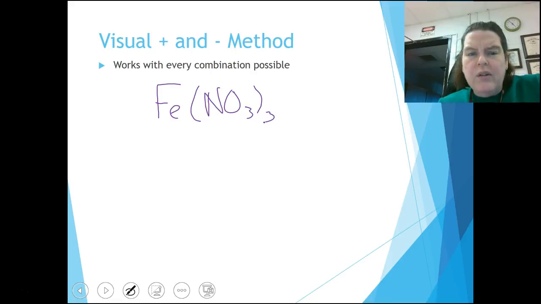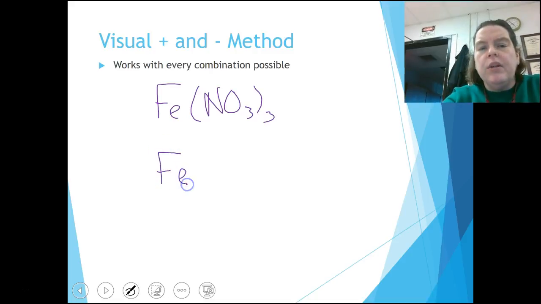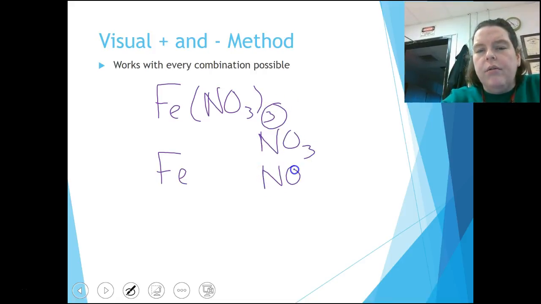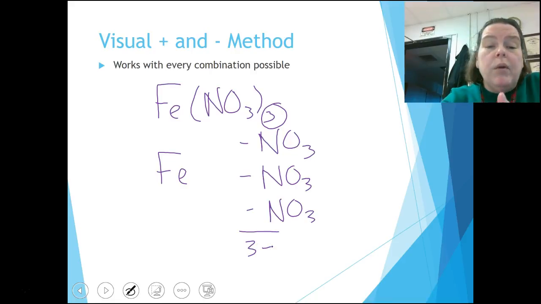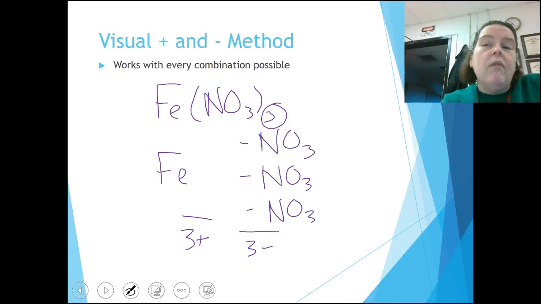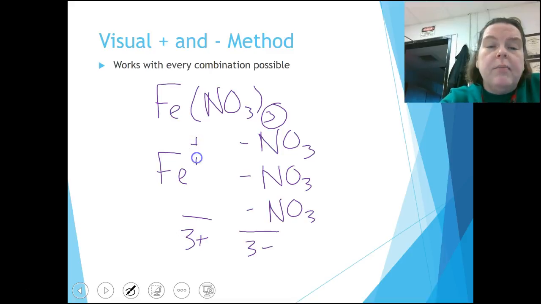Well, we can do that by knowing how many of each thing that we have. So we know that we have one Fe. We don't know what the charge is on it because it's Fe, we have multiple charges. We also know that we have NO3, and we know that we have 3 of them. And if we look on our polyatomic ion sheet, we'll realize that each of those NO3s has a minus 1 charge, for a total of 3 electrons gained. What does that mean? Well, if the electrons gained are 3, the electrons lost have to be 3. Since we only have 1 iron, that iron must be a +3.